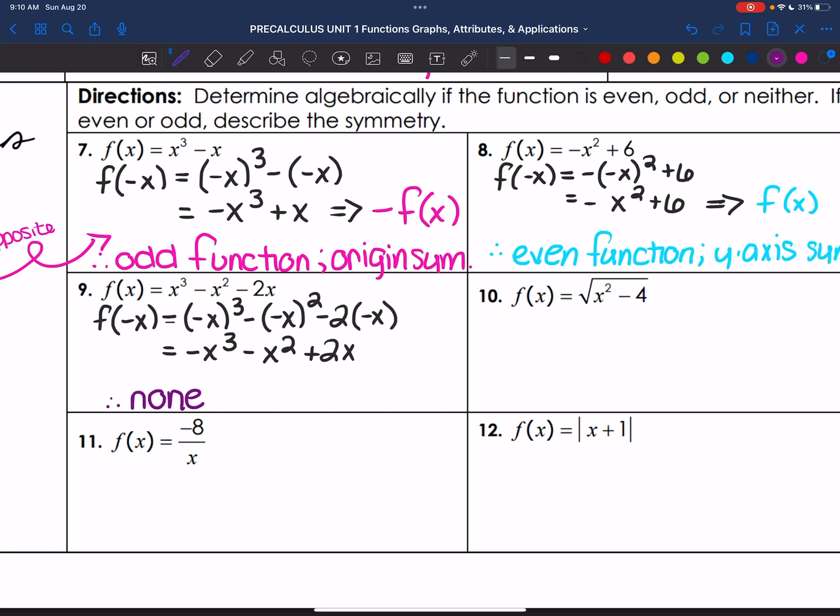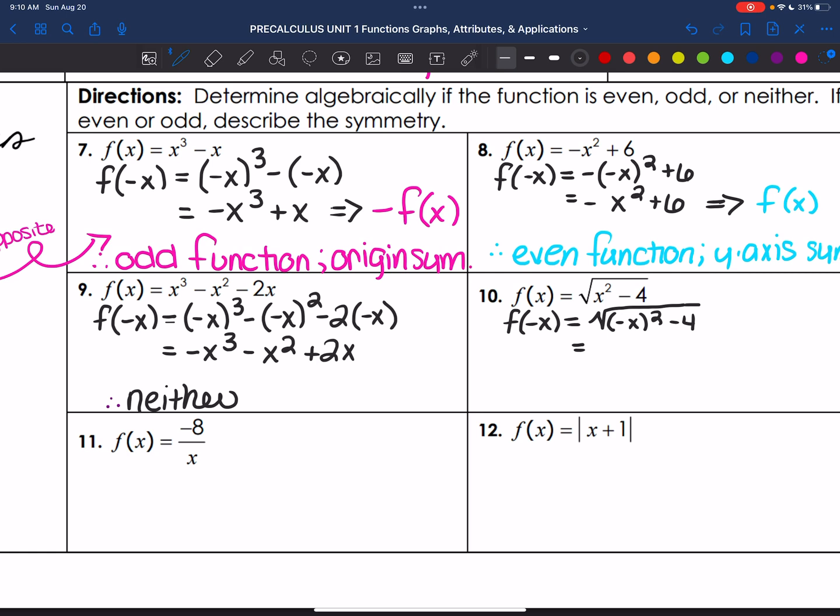Let's look at 10 and try and discern what kind of function we have here, even, odd, or neither. I should say neither because that makes more sense. Okay. Now let's go ahead and substitute in the opposite of x and see what happens here. That means we're going to have the opposite of x squared minus 4.